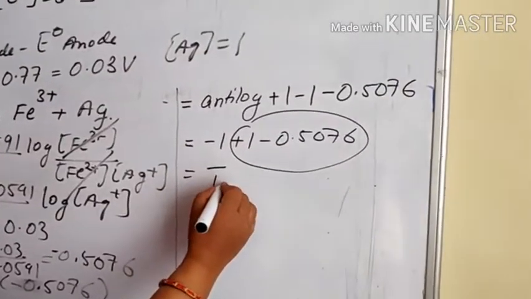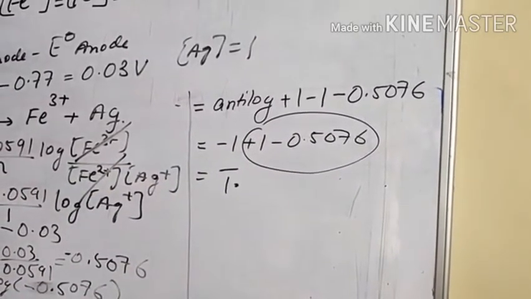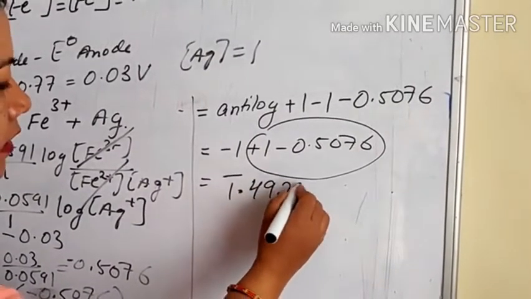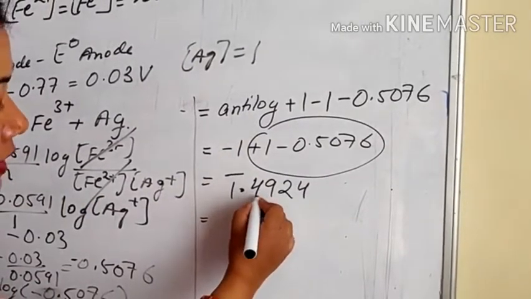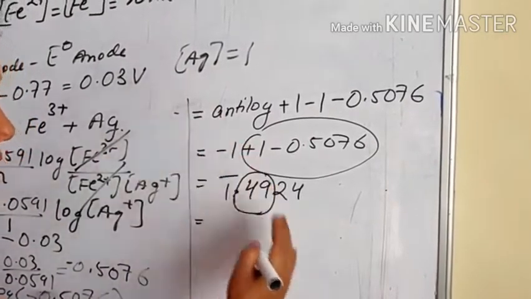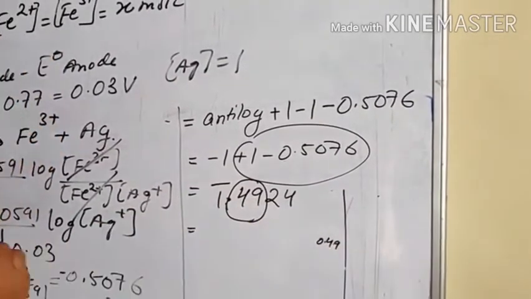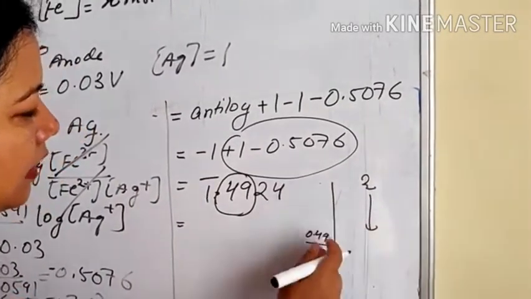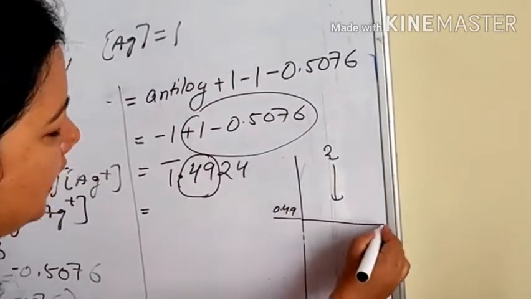So it will be 1 bar point. Calculating this, 1 minus 0.5076 is equal to 0.4924. Okay, now we'll look up the anti-log for this number in the anti-log table. The first two digits can be seen vertically. It will be 0.49 in the anti-log table, and the value for the digit 2 can be seen horizontally like this.